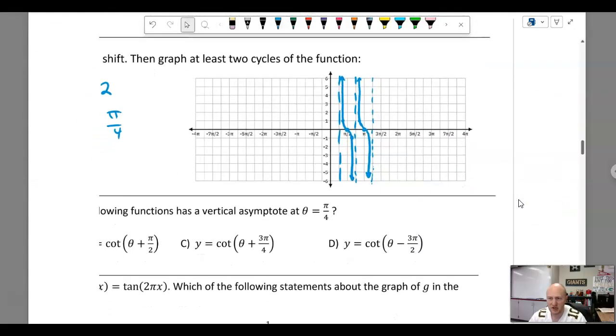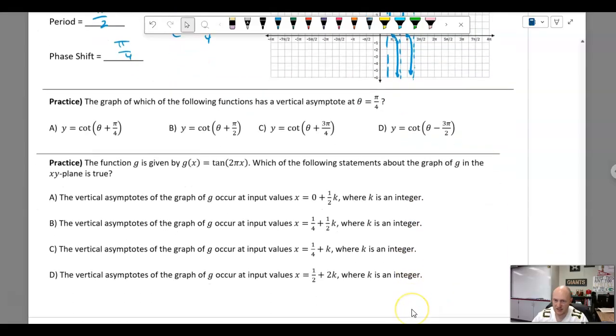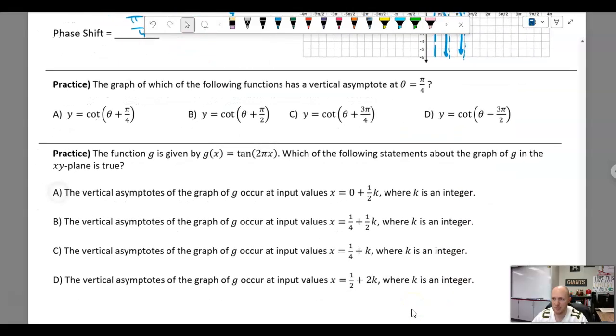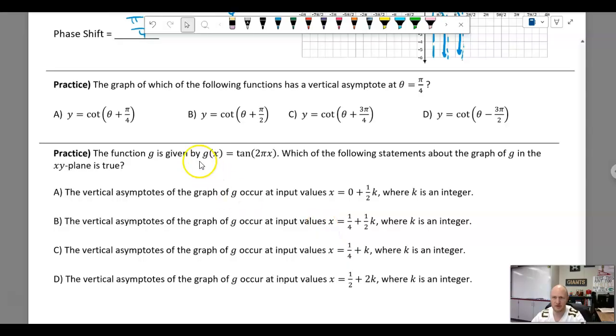Hopefully you got that. All right, let's close out this lesson. Here's a couple of practice problems about vertical asymptotes. So they say, which of the following functions has a vertical asymptote at theta equals pi fourths? Please pause me. Try this one. Okay, hopefully you got C, and the trick here is to know your period.